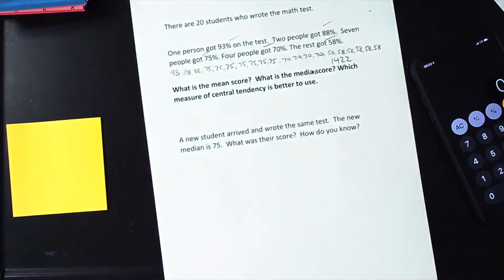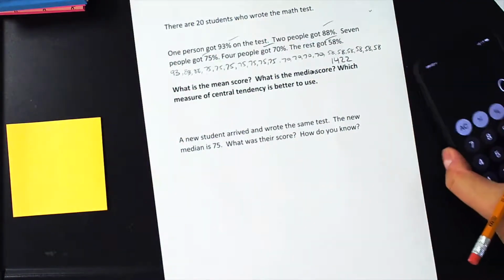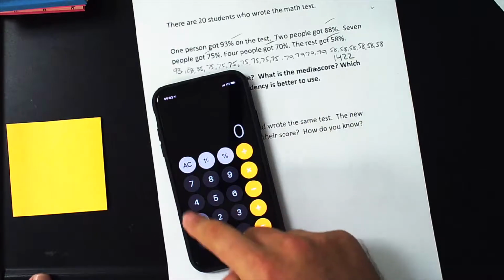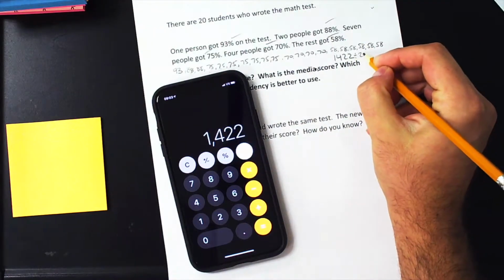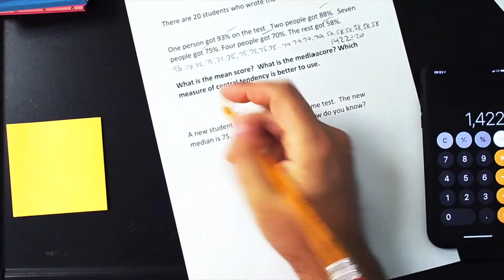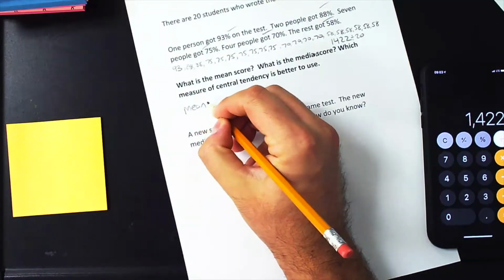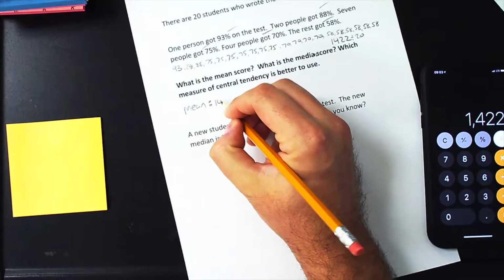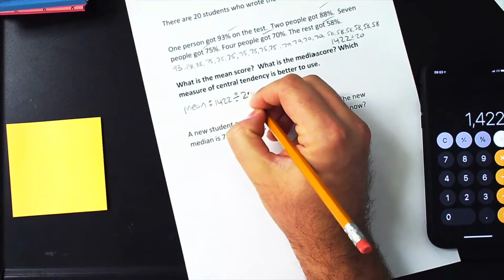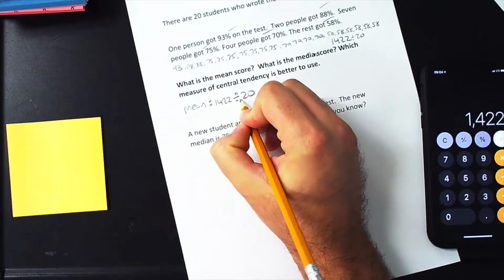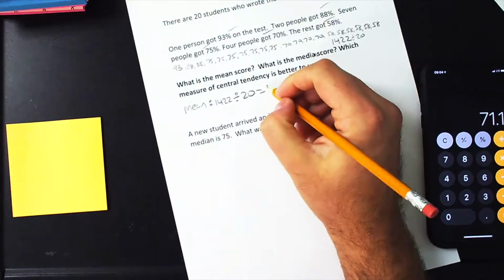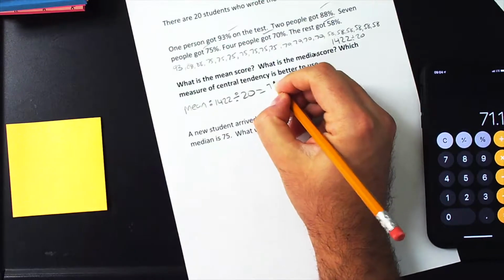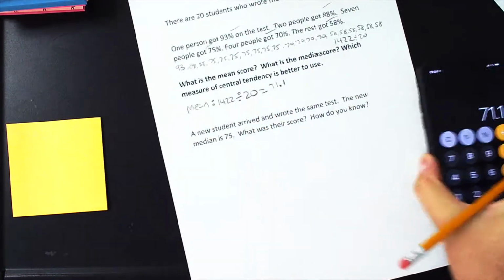Why are we dividing it by 20? Because it's finding the mean, you need to add the numbers together and divide it by how many numbers there are. Correct. So for the mean, we added them all up, divide it by 20. You see that it gives you 71.1.